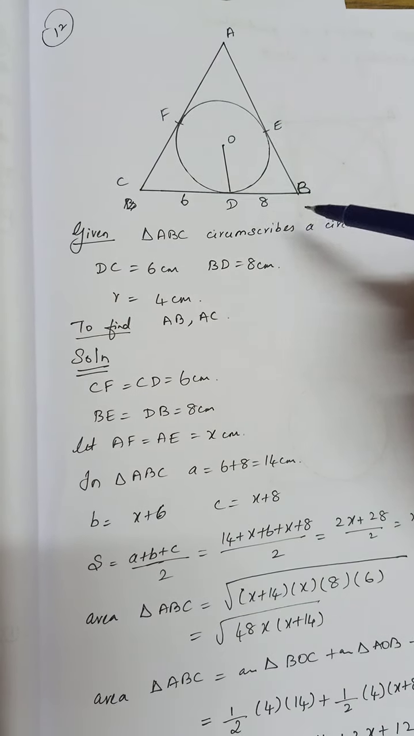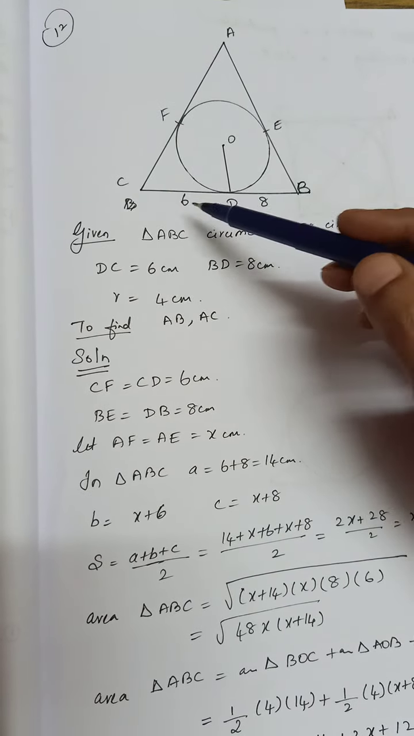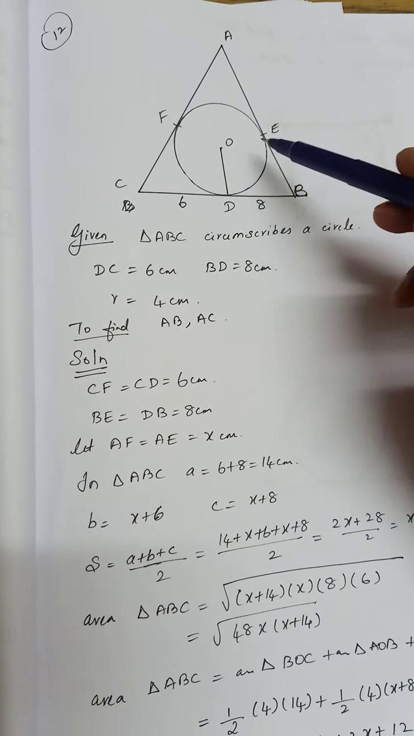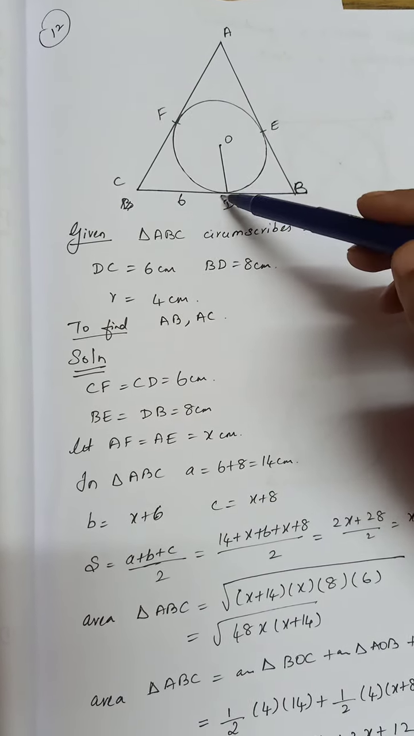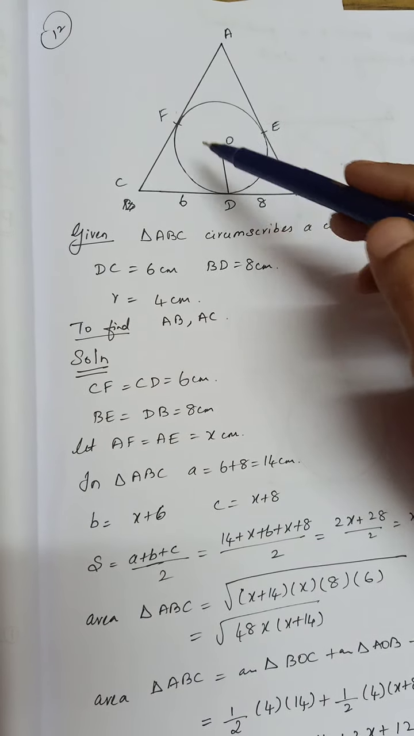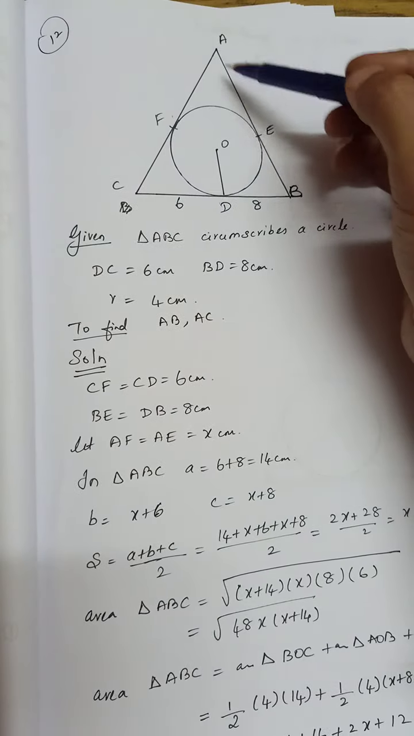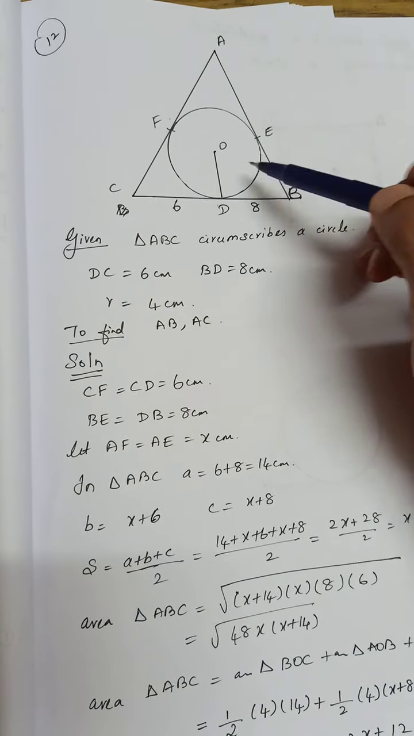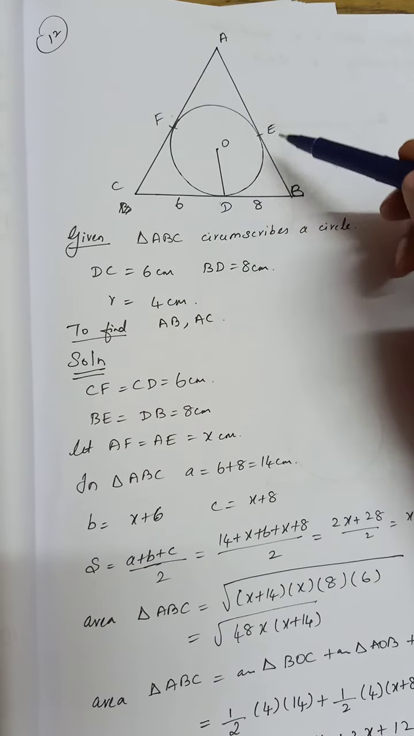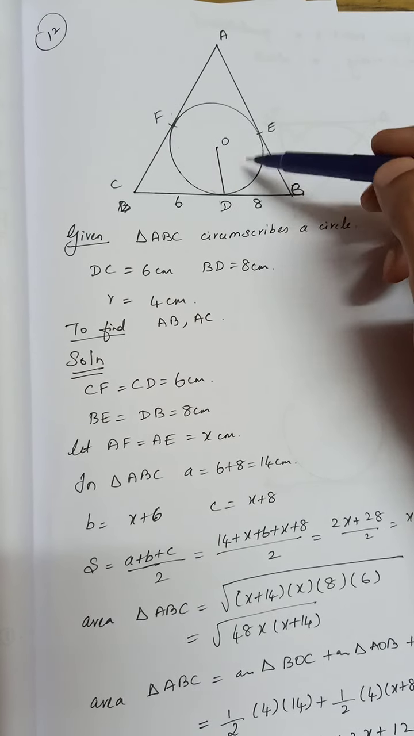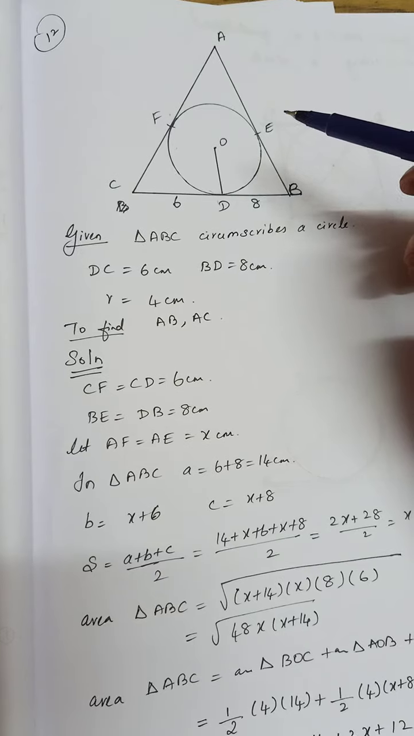We have a triangle ABC and you are given that this triangle circumscribes a circle. That means the circle will be inside the triangle and all the three sides of the triangle will touch the circle. That means the three sides are tangents to the circle. This circle has a name. It is called the incircle. It is inside, and all the sides are touching it. Such a circle is called an incircle.